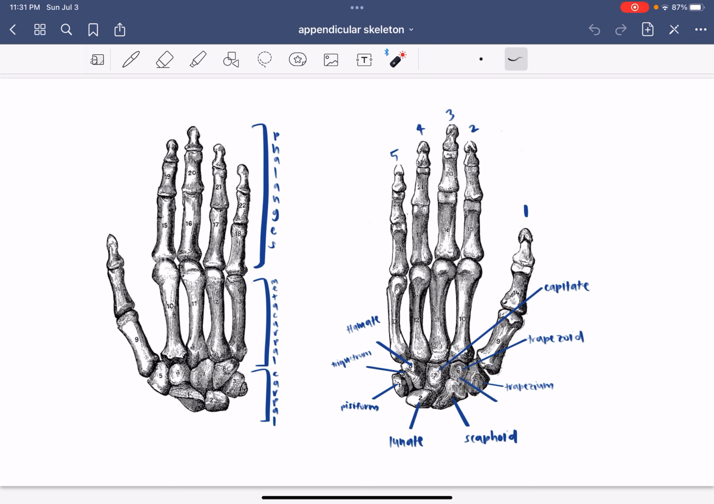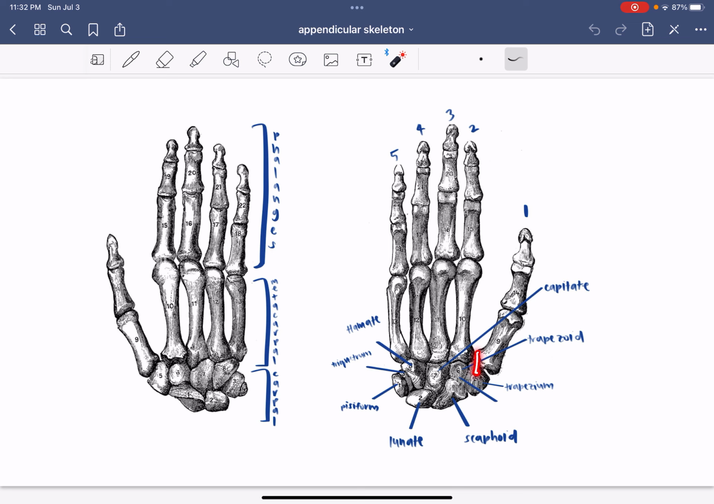There is a mnemonic that you can use to memorize the bones of the wrist. Some like to play hardcore table tennis. Oh, I forgot the C there, but you get the point.